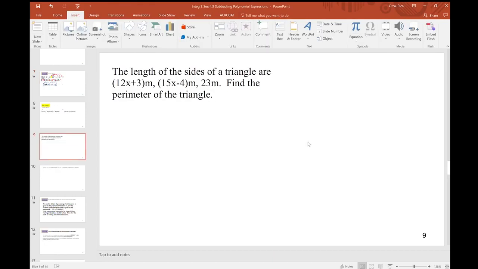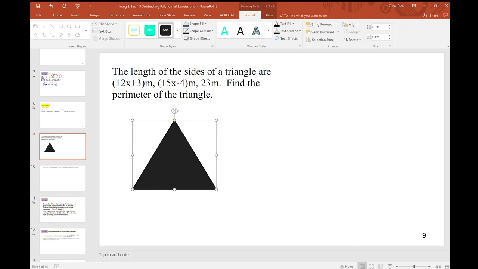Another problem that I want to look at is this one right here. It says the length of the sides of a triangle are 12x plus 3 meters, 15x minus 4 meters, and 23 meters. Find the perimeter of the triangle. With any word problem, the best approach is to draw the figure. So we're going to draw the triangle. Here it is.